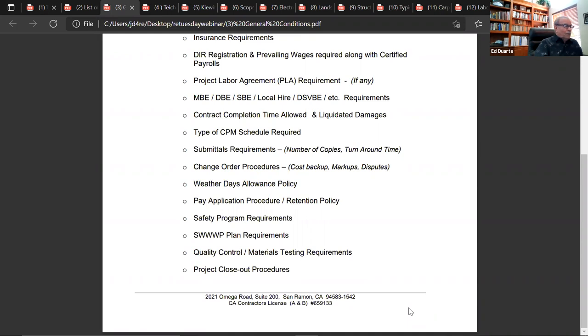There'll be safety program requirements. We're in the COVID now, so that's become an expense that you need to provide for. It's what we call the SWPPP, stormwater pollution prevention plan, which is erosion control. That's become standard in California. There's QA/QC requirements, and there's project closeout procedures. All of these issues must be accounted for in your spreadsheet.